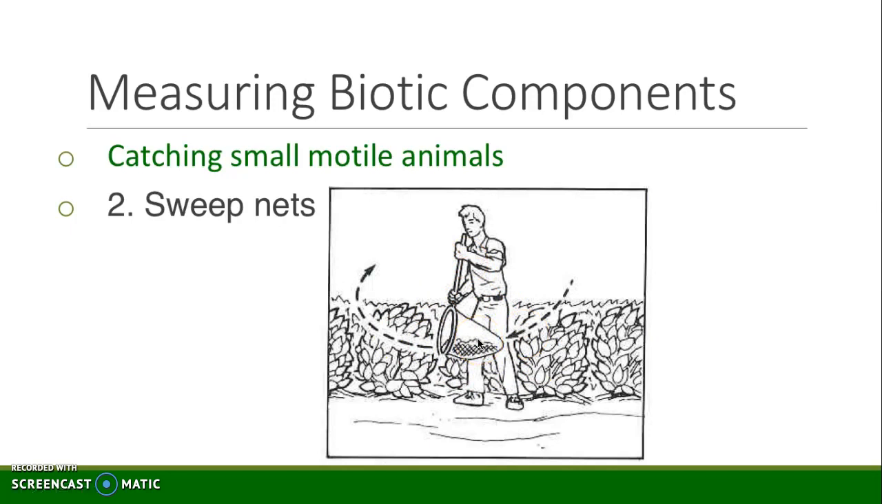So when I was in college, one of my assignments was to make a large insect collection, and I had a net so I could go out and try and capture some flying organisms. So a lot of times you might see them wandering through a field and sweeping these over the plants in order to capture as many things as they can.